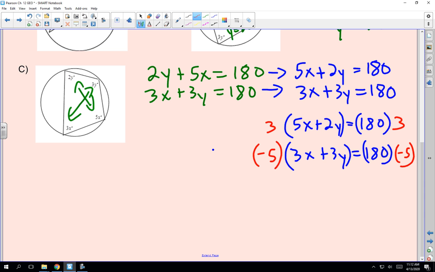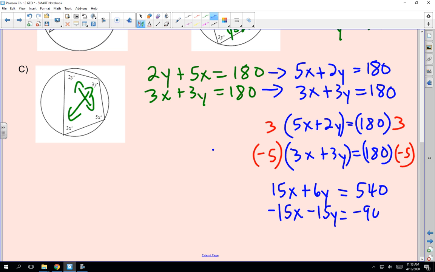And that will give us two new but equivalent equations. So the new top equation is 15x plus 6y, which I get by distributing the 3, equals 540. And the second equation is negative 15x minus 15y equals negative 900. Put a line underneath them. X is eliminated when I add.